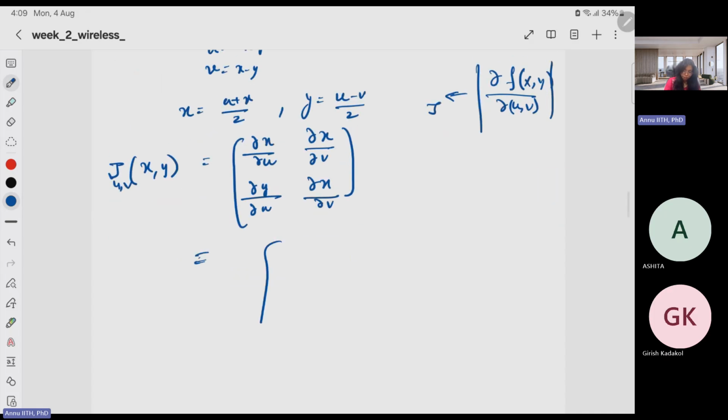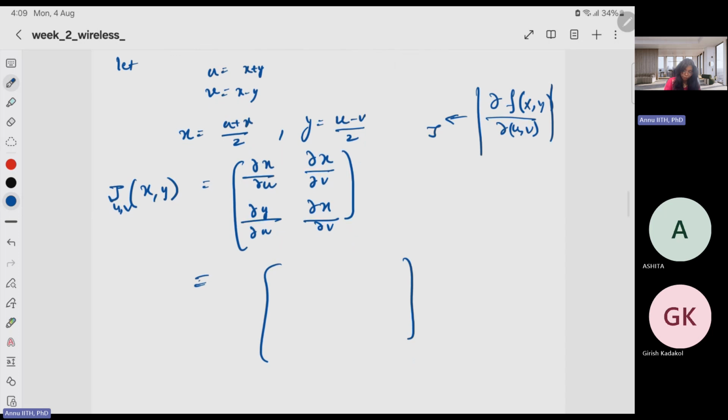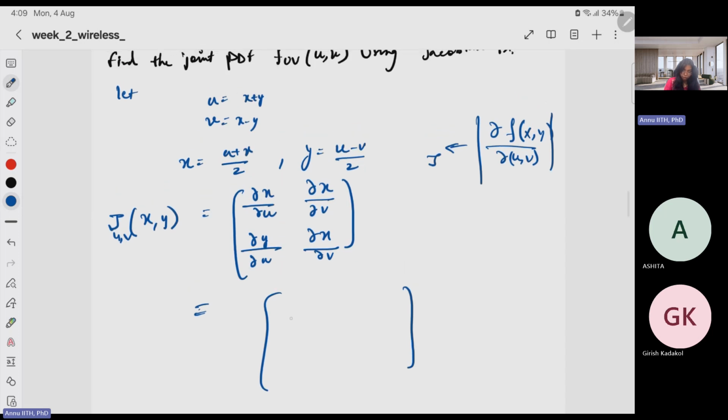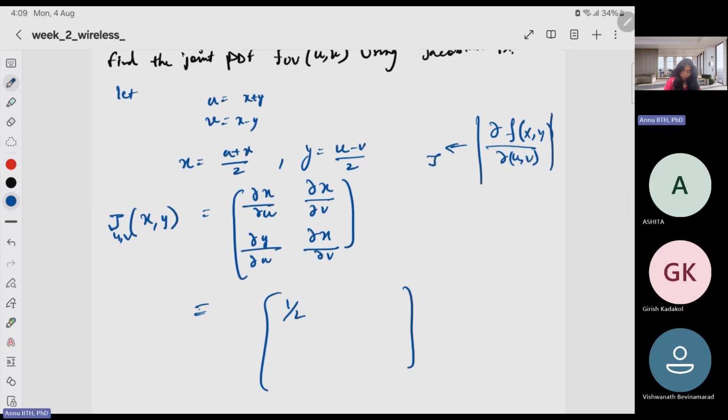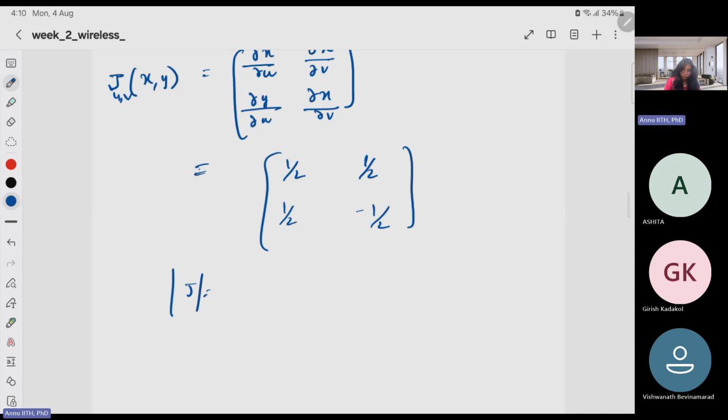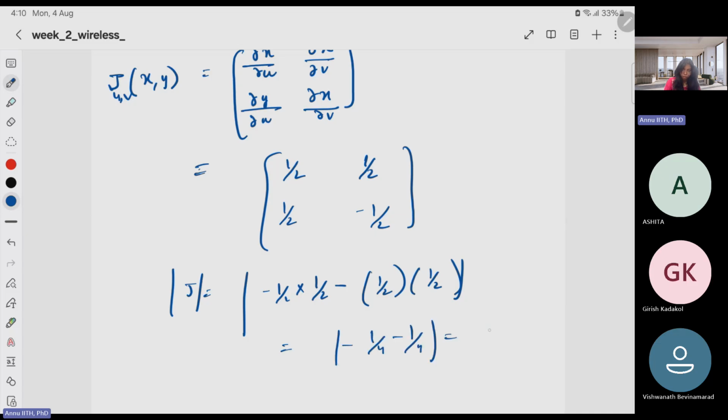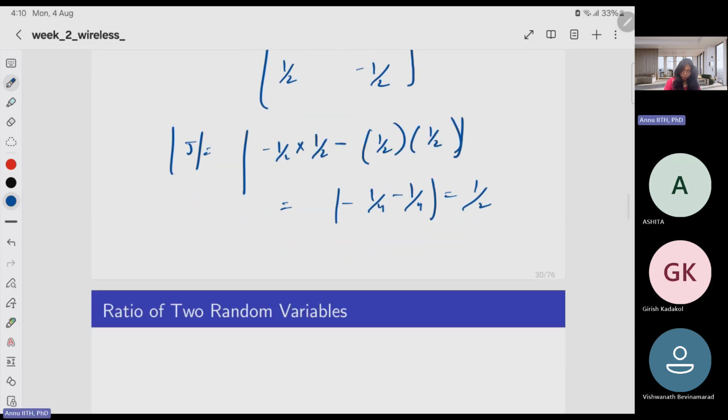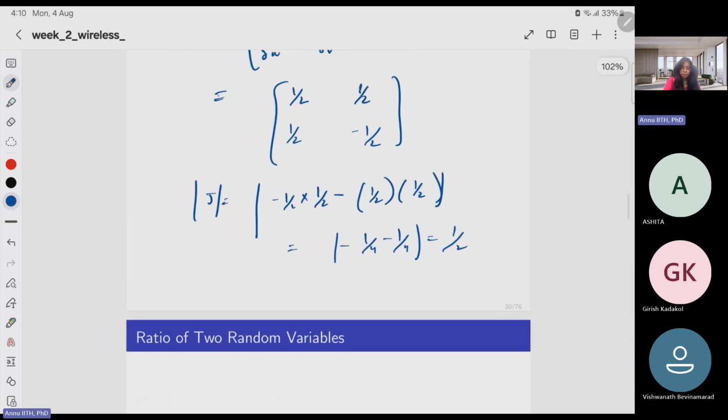So let's calculate del of x by del u. It will be 1 by 2, and the next entry is 1 by 2, then minus 1 by 2. The modulus of J is minus 1 by 4 minus 1 by 4, which is just minus 1 by 2. It is as simple as this.